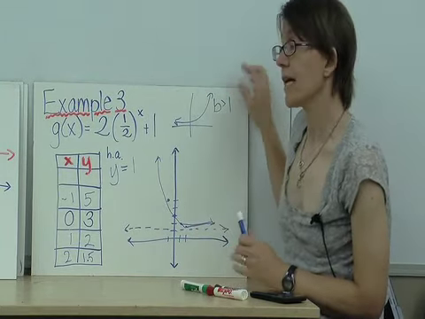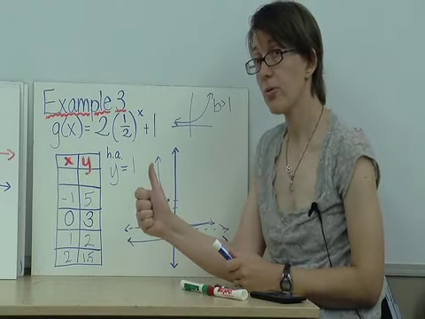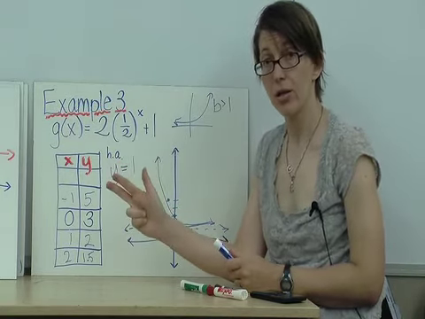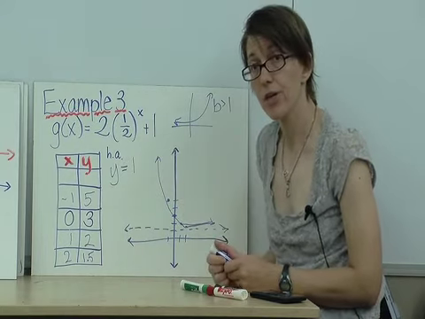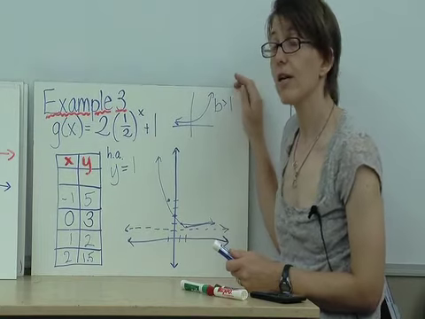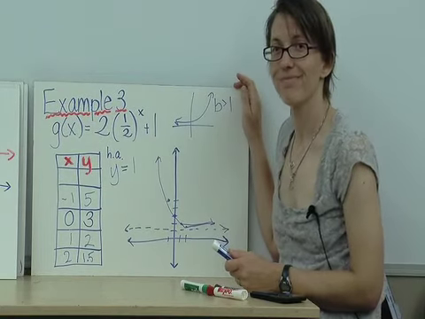So our key takeaways here: critical point, horizontal asymptote, and use a table. Check back with your parent function to make sure that your graph looks correct. And that's how you graph exponential functions.